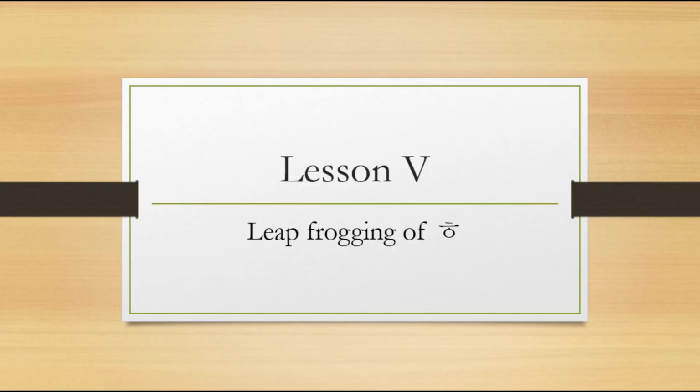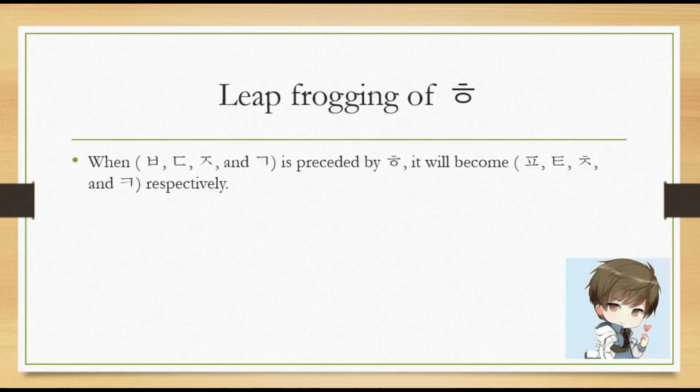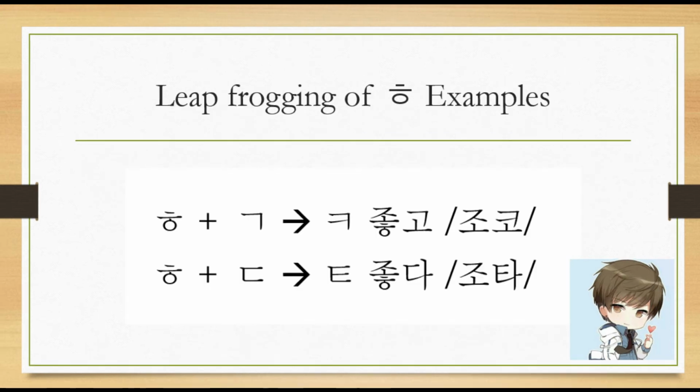Okay, so lesson 5 na tayo. Leapfrogging of H. So, ano ba itong leapfrogging of H? When B, D, J, and G are preceded by H, they become P, T, CH, and K respectively. So, let's see some examples. H plus G becomes K. So, our first example is chotgo.